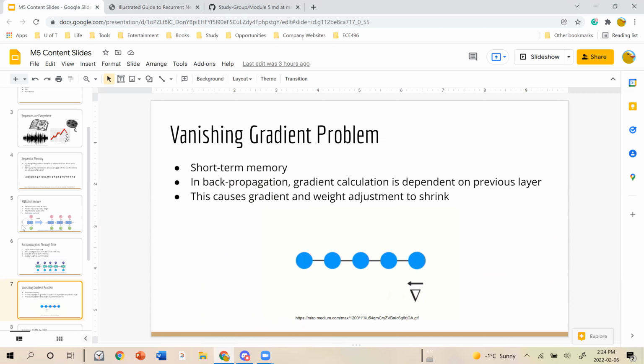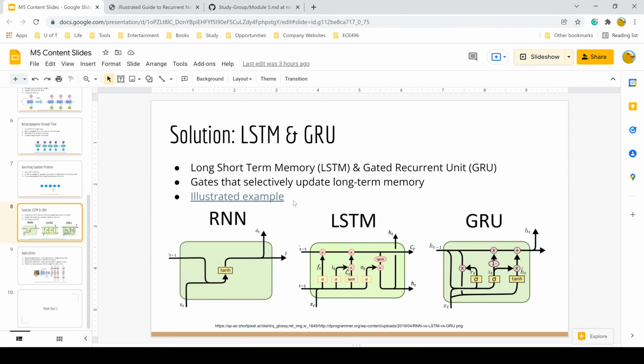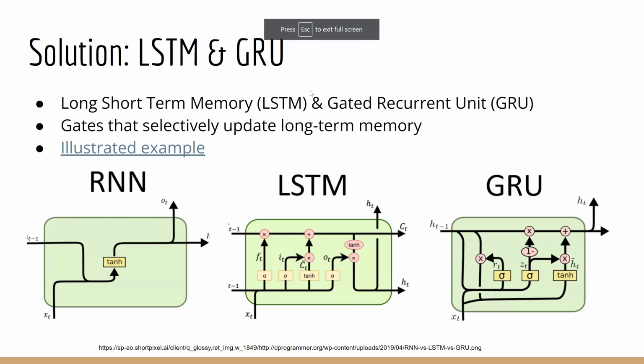So then how we resolve that is by using LSTM and GRU, which we mentioned in the agenda slide. This stands for long short-term memory and gated recurrent unit. And if I remember correctly, LSTM is just a generalization of GRU. So basically, they just have gates that selectively update the long-term memory. That way, when you're doing the calculations, you have a blend of the short and the long-term memory, so then you don't forget the earlier parts.